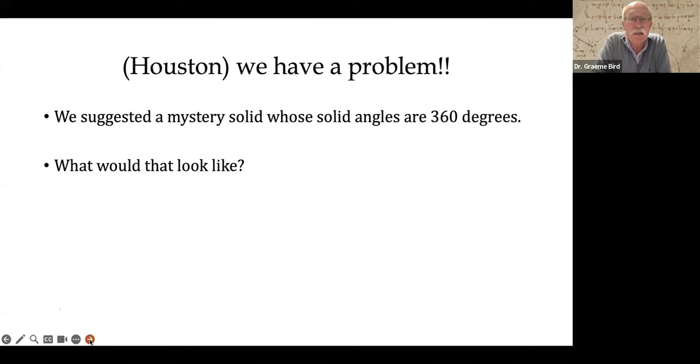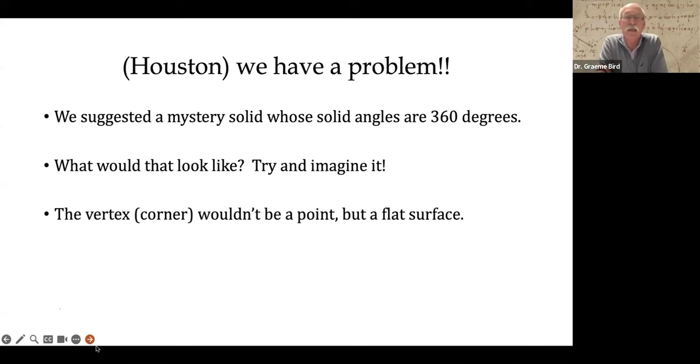Anyway, as William said, if you have a 360-degree solid angle, it just won't work. And you could try and imagine it. It would be like 4 squares meeting on a flat piece of paper. It's only 2 dimensions, it's not 3. So what does that mean? That means we tried to find another Platonic solid using triangles, and we failed.